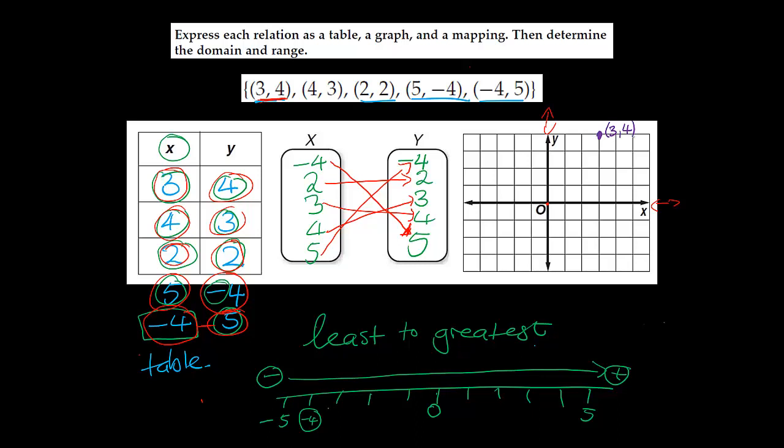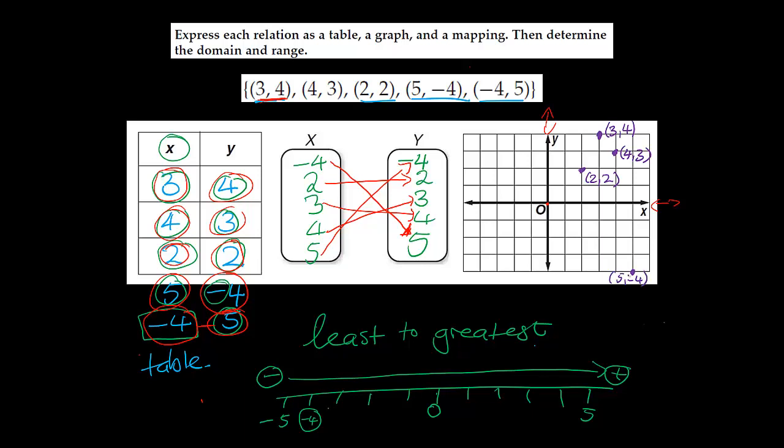Next up, we're going to look for point 4, 3. So that's 4 to the right, 1, 2, 3, 4. And 3 up, 1, 2, 3. Point 2, 2: 2 to the right, 2 to the top. Point 5, -4 is 5 to the right, 1, 2, 3, 4, 5. And -4 means 4 down. 1, 2, 3, 4, and that's 5, -4.